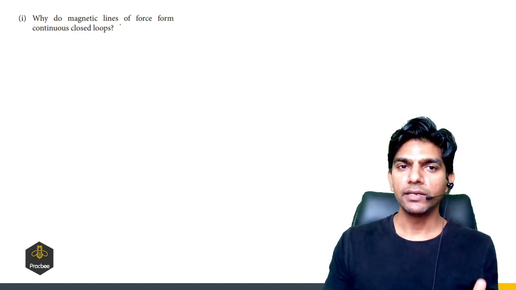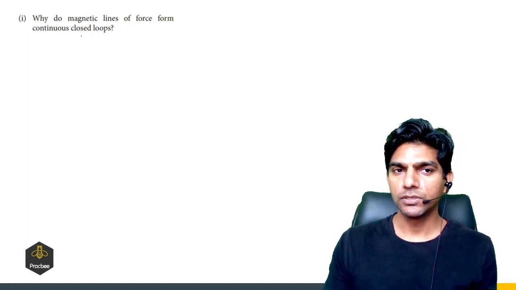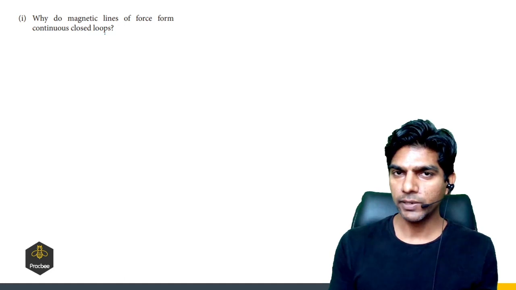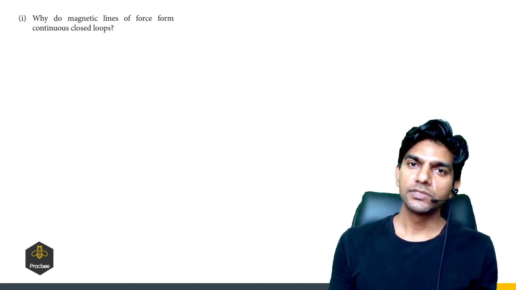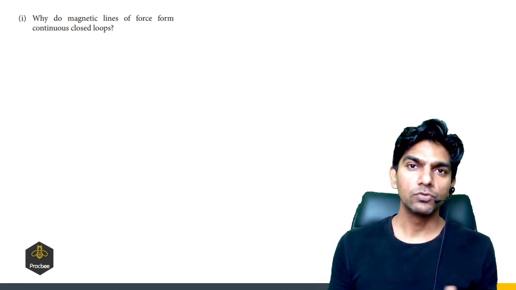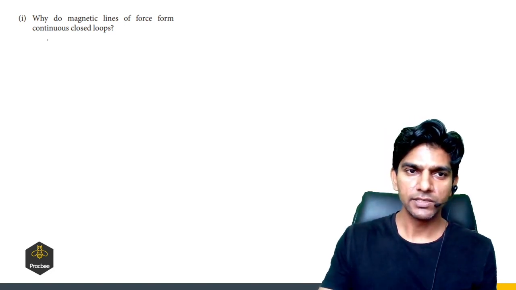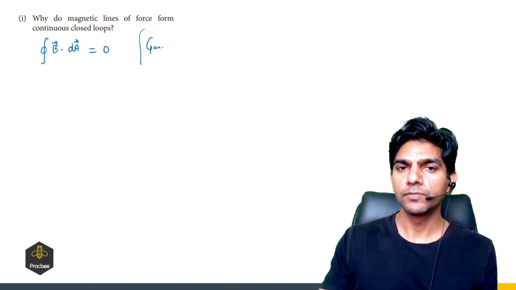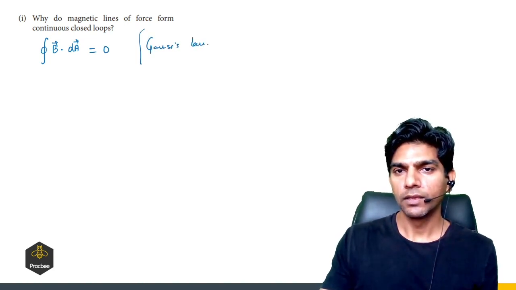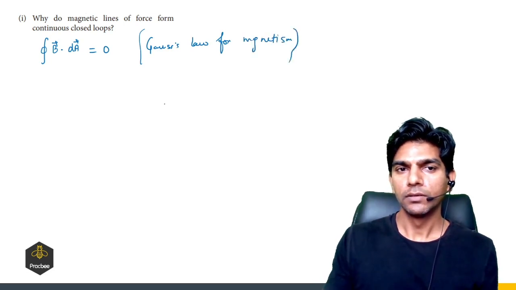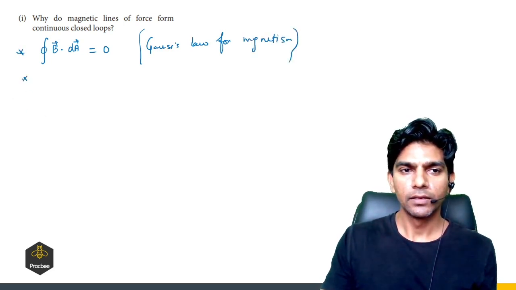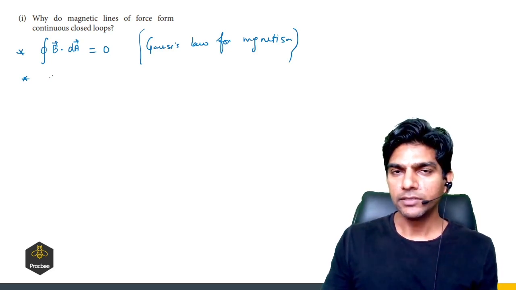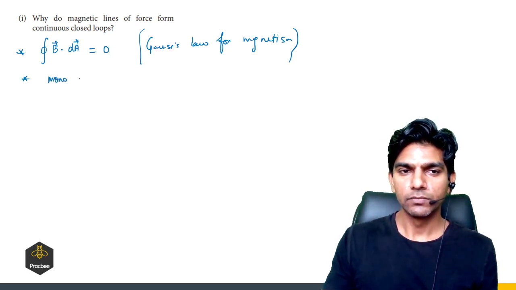Why do magnetic lines of force form continuous closed loops? I have already explained. If I consider a closed surface, the net magnetic flux through that closed surface will be zero. So you can say integral B dot dA will be zero. And this is nothing but Gauss law for magnetism. And you can also write that in magnetism, monopoles do not exist.